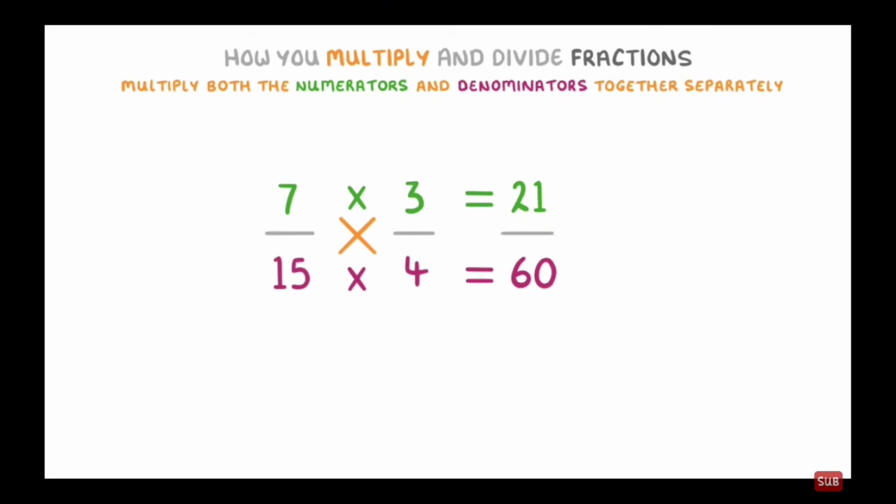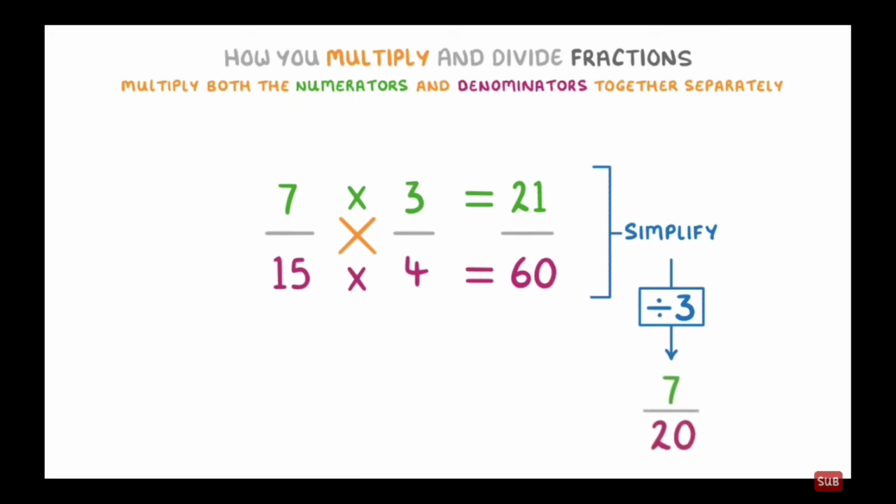Now, this answer is entirely correct already, but in an exam, you'll normally have to simplify your answer, which we can do by dividing the top and bottom of our fraction by the common factor of 3, which will simplify it to 7 over 20.